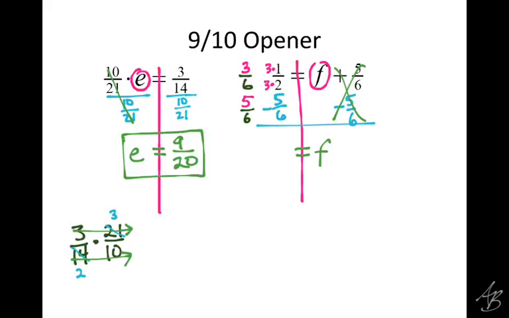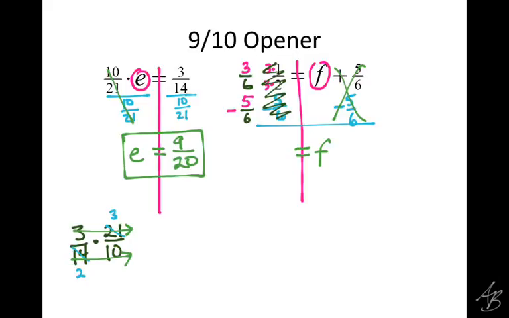Okay, now we need to make sure we get this right. Is this an addition or subtraction problem? It's subtraction. So I'm going to put the minus out here, and just like last time, I'm going to scratch this stuff out so I don't get confused by which ones I'm using. So I have 3 over 6 minus 5 over 6.